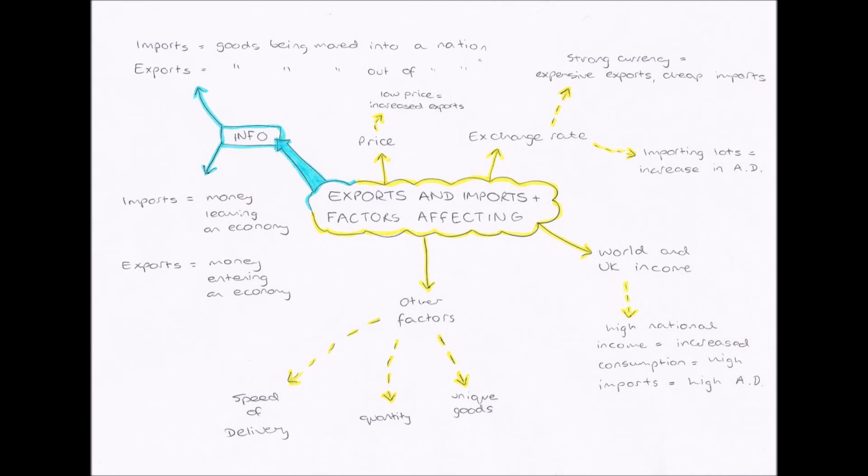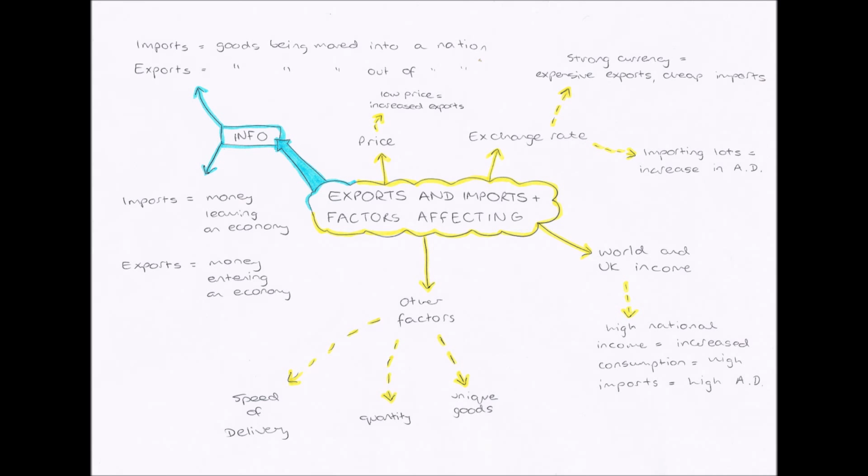An import is when a good is moved into a nation. So a physical good, for example a TV, is shipped into the country. And an export is when goods are moved out of a country. So for example tables are shipped out of a country to another country.